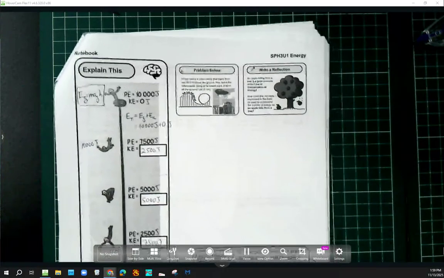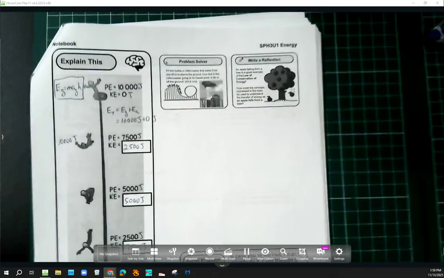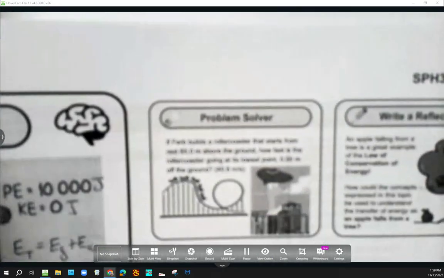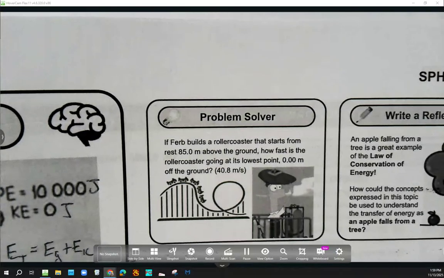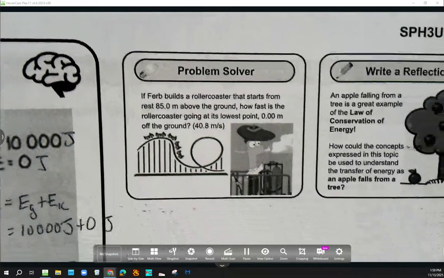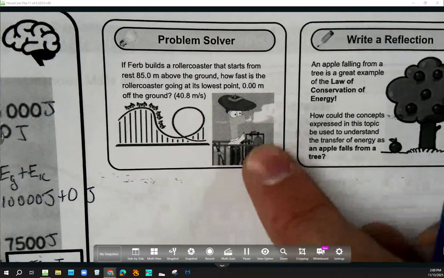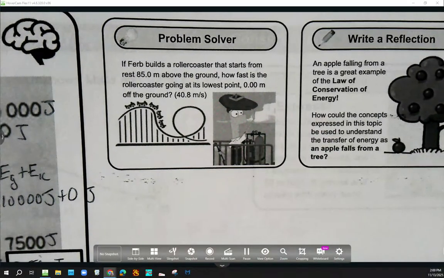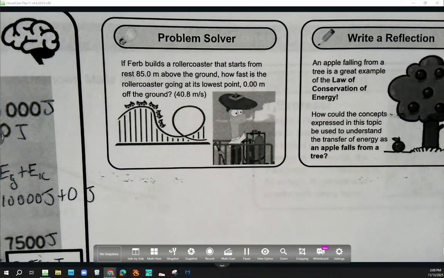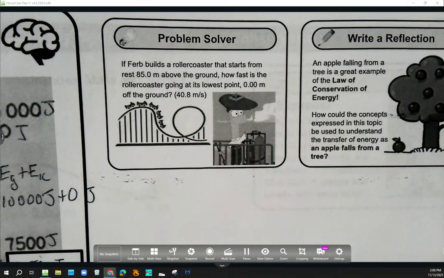And then the other challenge question, a little bit of a problem solver, I'll zoom right in for this one, refocus. We've got this idea of a roller coaster, and we're leaning on a children's cartoon show here. This character, Ferb, has built a roller coaster that starts from 85 meters above the ground and has a speed of 0 when it's up at the top.